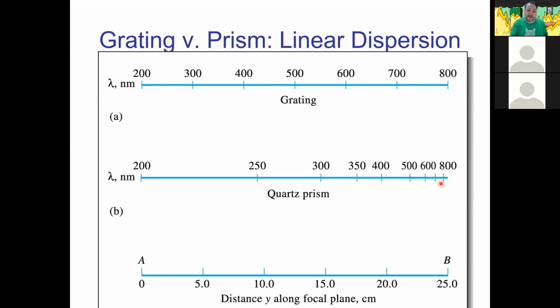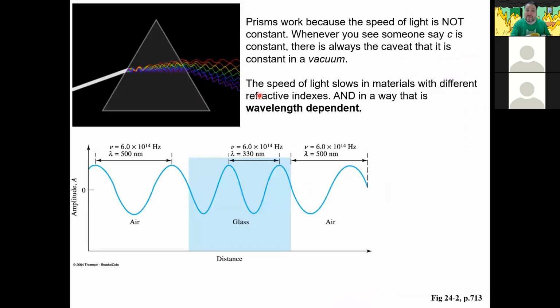If I wanted to go between 800 and 801, that's a teeny tiny change, whereas between 200 and 201, that might be a bigger change. So it'd have to have some sort of nonlinear control in rotating a prism versus rotating a grating. Like I said, that is the reason why that works, because that's how light transits media from one thing to another. So prisms work because the speed of light is not constant.